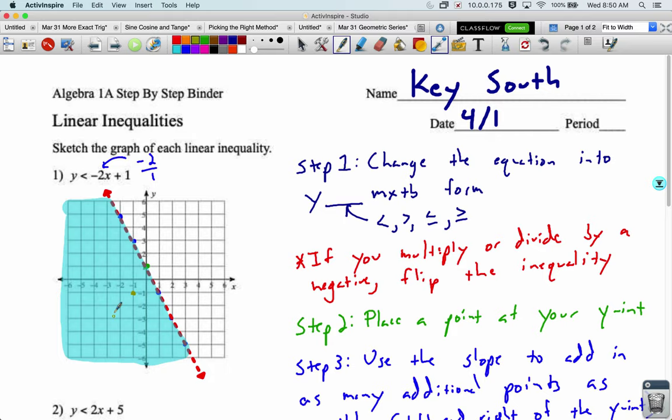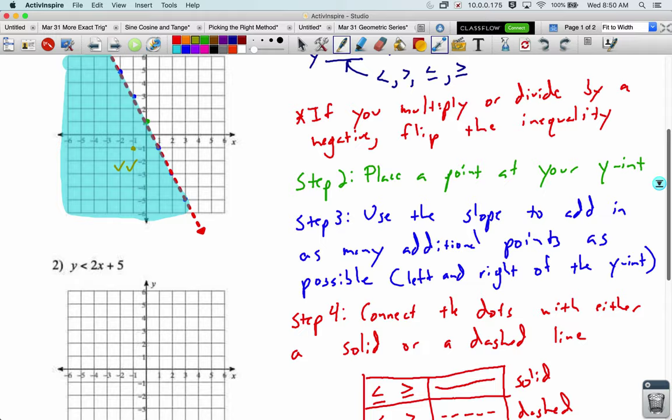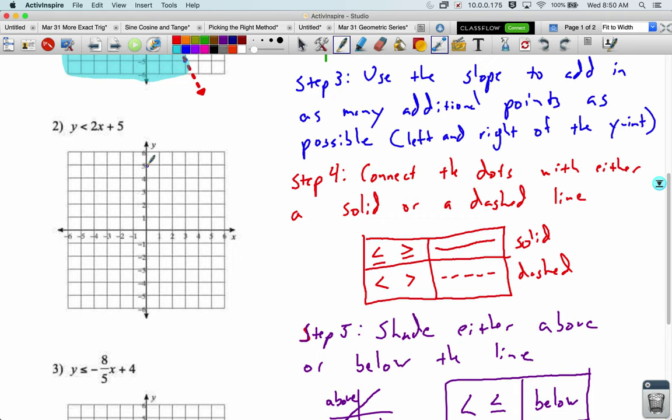All right. Let's practice all our steps again on problem number 2 here. It's already in mx plus b form, so I can just put a point on my y-intercept of 5. The slope is 2, which I can treat as a 2 over 1. I want to go up 2 over 1. I can go down to the left one to get some more points. Down to left one, down to left one, down to left one, down to left one. I'm going to connect these up with a dotted line.